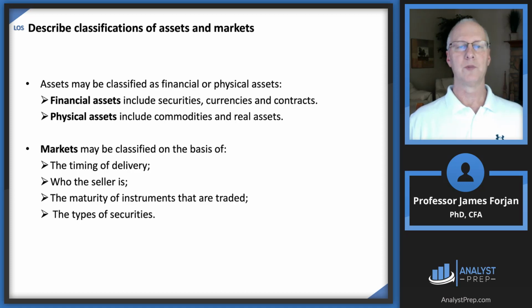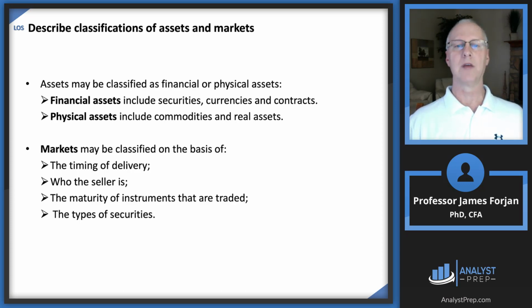How about a description of classification of assets and markets? All right, so assets can be financial or physical. It can be financial securities like stocks or bonds. They can be currencies, and they can be contracts. Or they can be physical assets like grain or oil, and some real assets like maybe an apartment building or a mall or a beach house.